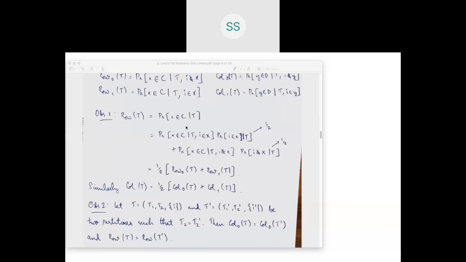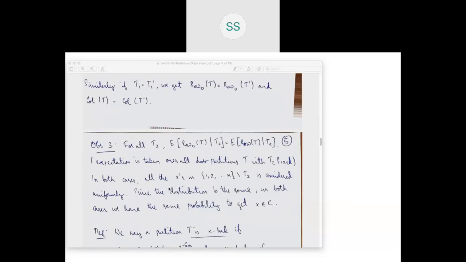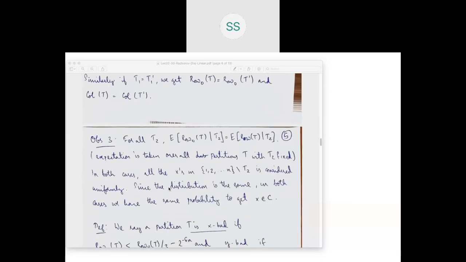Rho t is this, which is equal to half of rho 0 t plus rho 1 t, and similarly for column t. Then we made the observation that when T2 is fixed, column 0 t and column 0 t prime are the same, and rho t and rho t prime are the same. And when T2 is fixed, the expectation of this and this are the same, because in both cases we consider all the x's uniformly spread over T1, everything that is not in T2. So the distribution is the same.